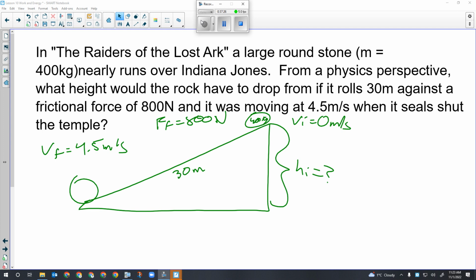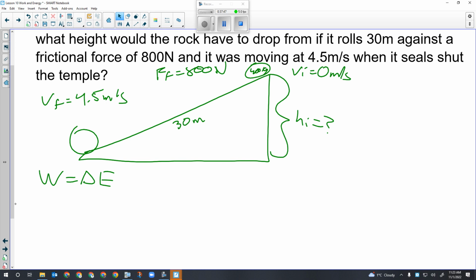The only reason that the energy isn't the same between the point that the rock is released and the point where it smashes into the opening of the temple is friction. So the force of friction is what's causing the change in energy. In other words, it's the force of friction that's doing all the work. We start out: work's a change in mechanical energy. So the force of friction times the distance, and I have both of those numbers, is going to equal my final mechanical energy minus my initial mechanical energy.